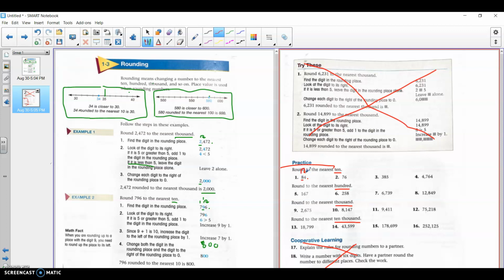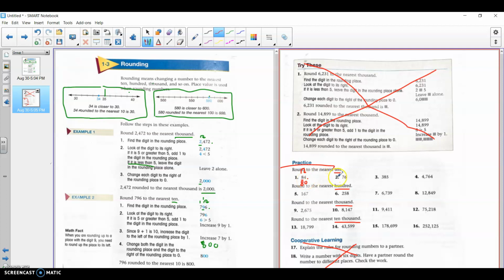And then that rule is, if the neighbor is 5 or greater, you're going to add 1. But if it's less than 5, you're going to leave the underlined number the same. Well, 4 is less than 5. So keep the 8. So I'm going to keep the 8 the same. And all numbers after the underlined number become 0. So when I round 84 to the nearest 10, 84 is closer to 80.